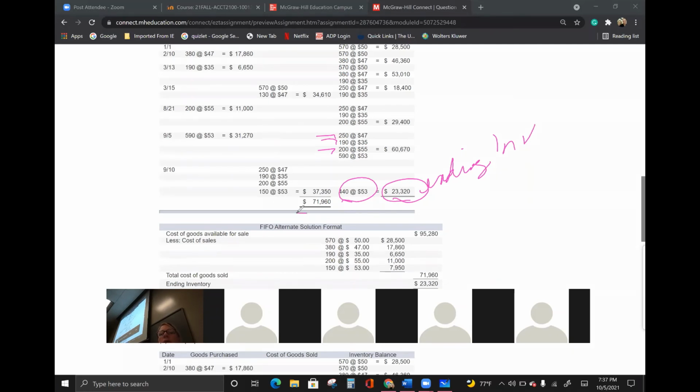And this right here is my cost of goods sold for that sale. This is my cost of goods sold for this sale. You add them together, you get your total cost of goods, and then you have your ending inventory. Okay, so let's go back up.